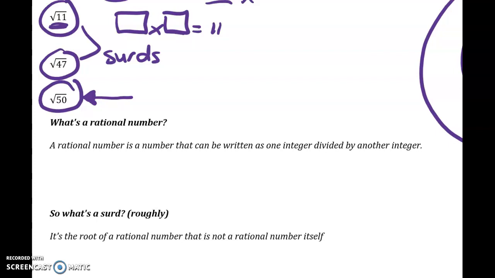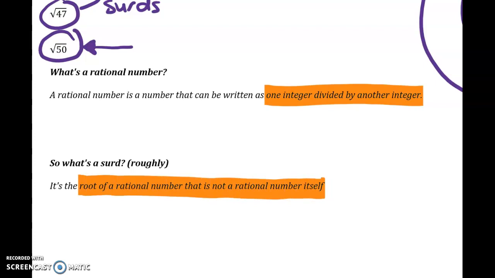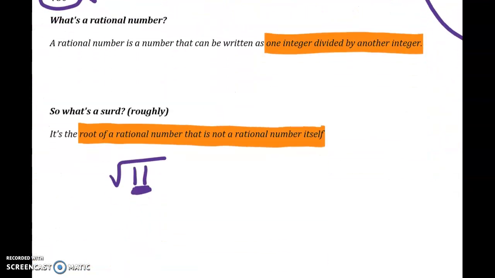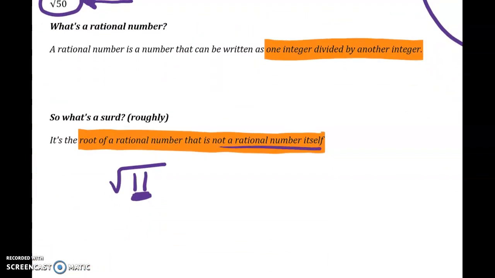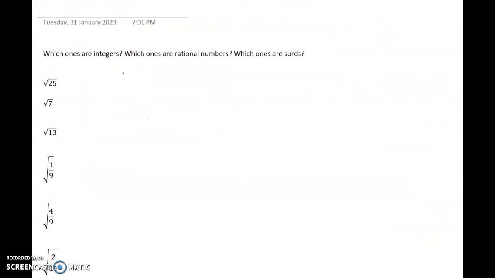What's a rational number? Well, a rational number is one that can be written as one integer divided by another integer. And then a surd is the square root or the root of a rational number that is not itself a rational number. Okay, so for example, the square root of 11, well, this number is a rational number because it's an integer, right? So integers are part of the group of rational numbers, right? But the root of it is not a rational number itself. So that's a surd.